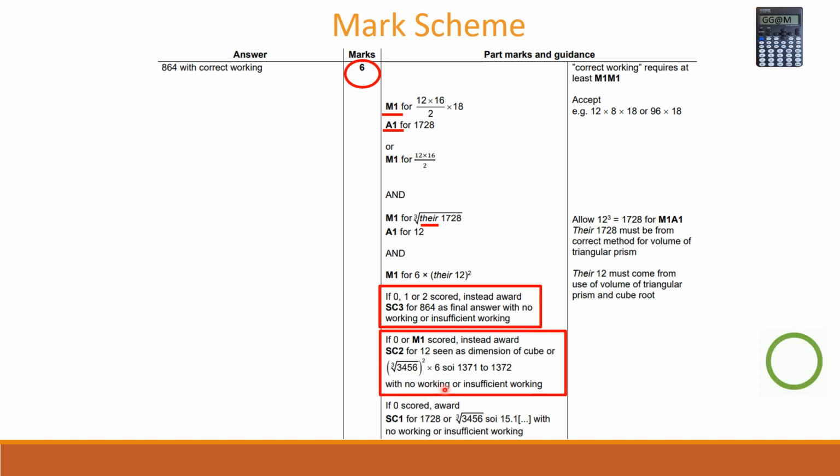If you got any of these values here that you can see that I'm highlighting at the minute, you would have got 2 marks with no working or insufficient working. And the last one, for 1 mark, if you wrote 1728 or the cube root of 3456 or 15.1 with no or incorrect working, that will give you your 1 mark for just writing down those values. But make sure you must show your working out. The mark scheme clearly says it's the answer 864 with correct working.